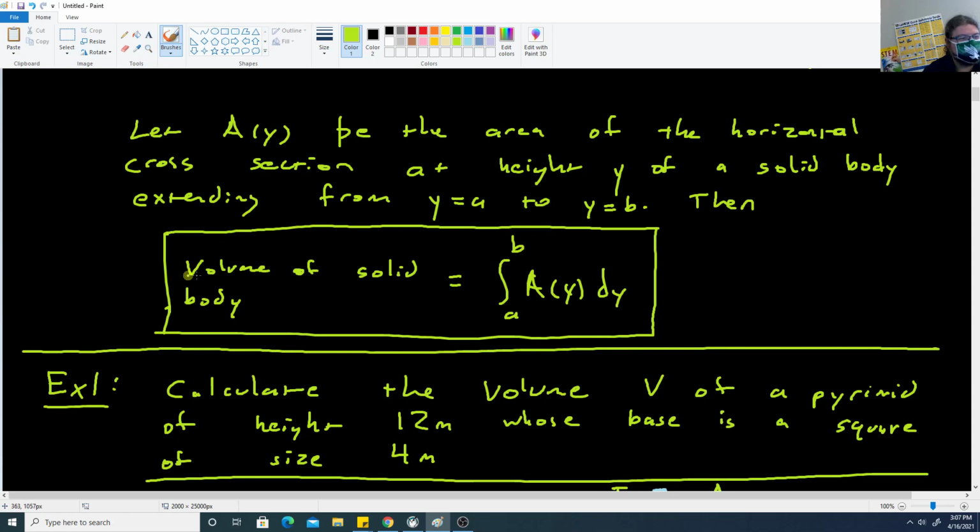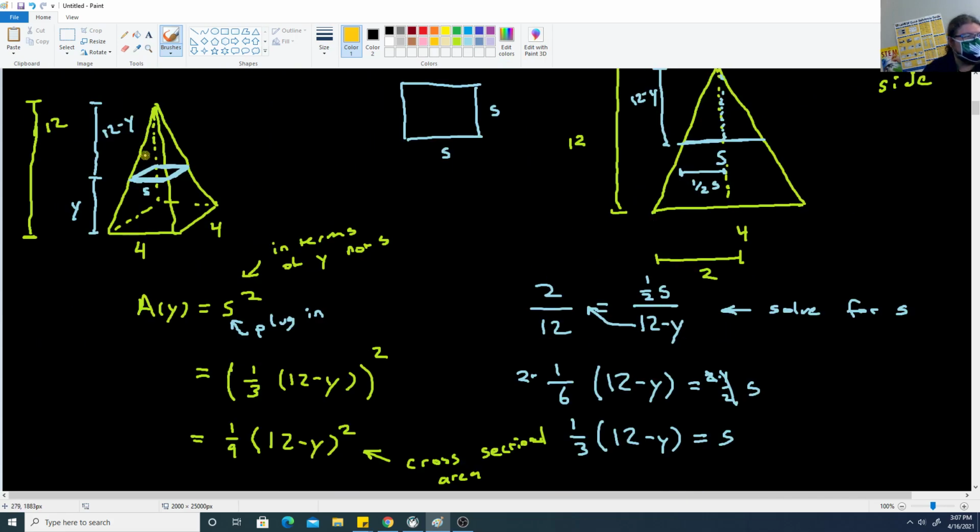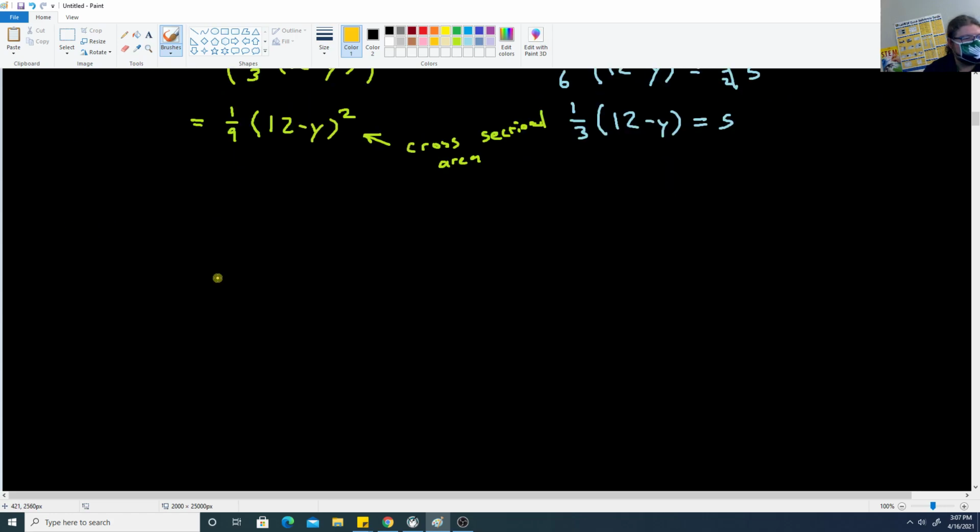The volume of the solid body will be the integral from a to b of the cross-sectional area dy. So we're ready to set up that integral now. We're going to integrate from the bottom of the triangle, which is 0, up to the top of the triangle, which is 12. So our integral runs from 0 up to 12. This will tell me the volume of the solid body. It's going to be the area function, which is 1/9 times 12 minus y squared dy.